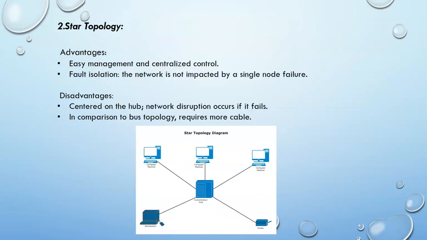The second one is star topology. I'll talk about an advantage and a disadvantage of this. The advantage is easy management and centralized control. The disadvantage is that it is centered on the hub. If the hub is disrupted, all the networks will fail.